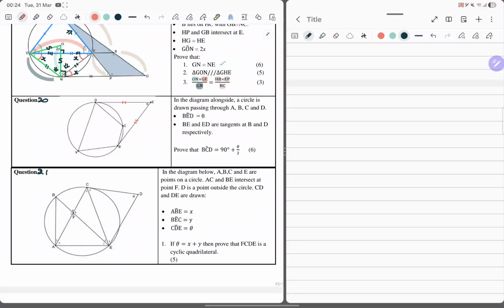Now prove that BCD, this angle, we need to prove that this is 90 degrees minus theta over 2. Okay, is that so? We shall find out. 6 marks. Okay, so let's see. What must we do here? So this is the angle that we need to find out stuff about.